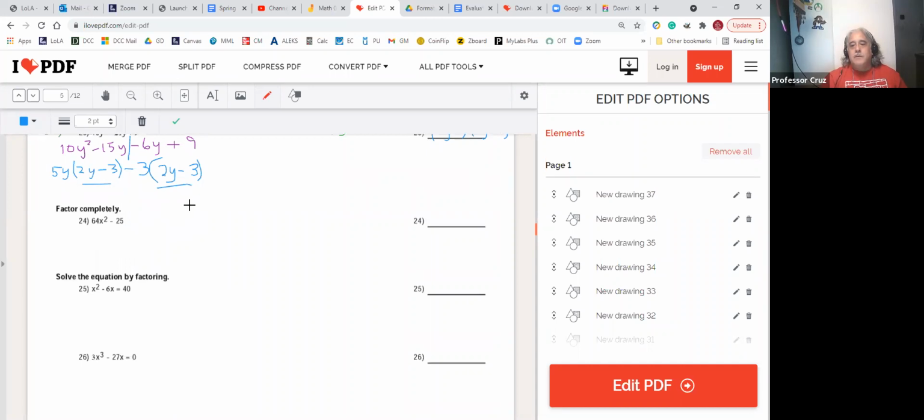All right, this right here can be written as such. All right. So 8 squared is 64, x squared is x squared, and then 5 squared is 25. So we can write this as, because it's that difference of squares, 8x plus 5 and 8x minus 5.